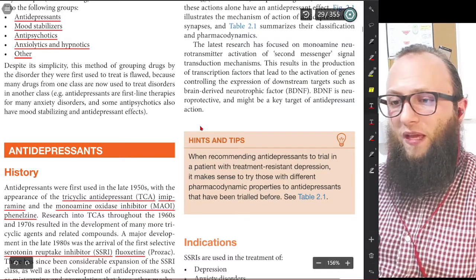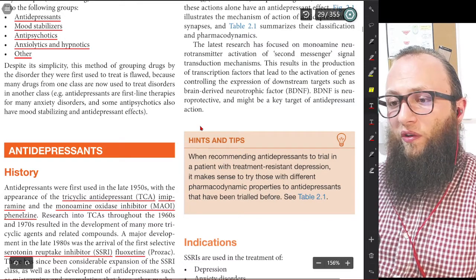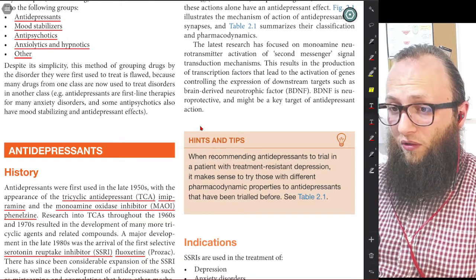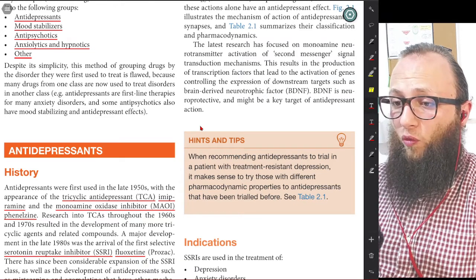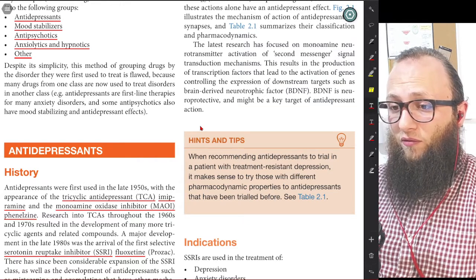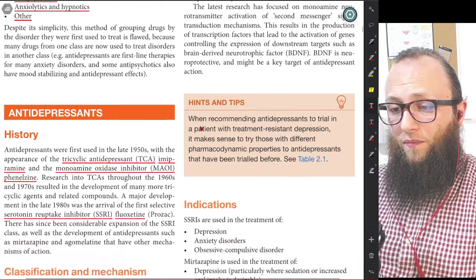So, hints and tips. When recommending antidepressants on trial in a patient with treatment-resistant depression, it makes sense to try those with different pharmacodynamic properties to antidepressants that have been trialed before.